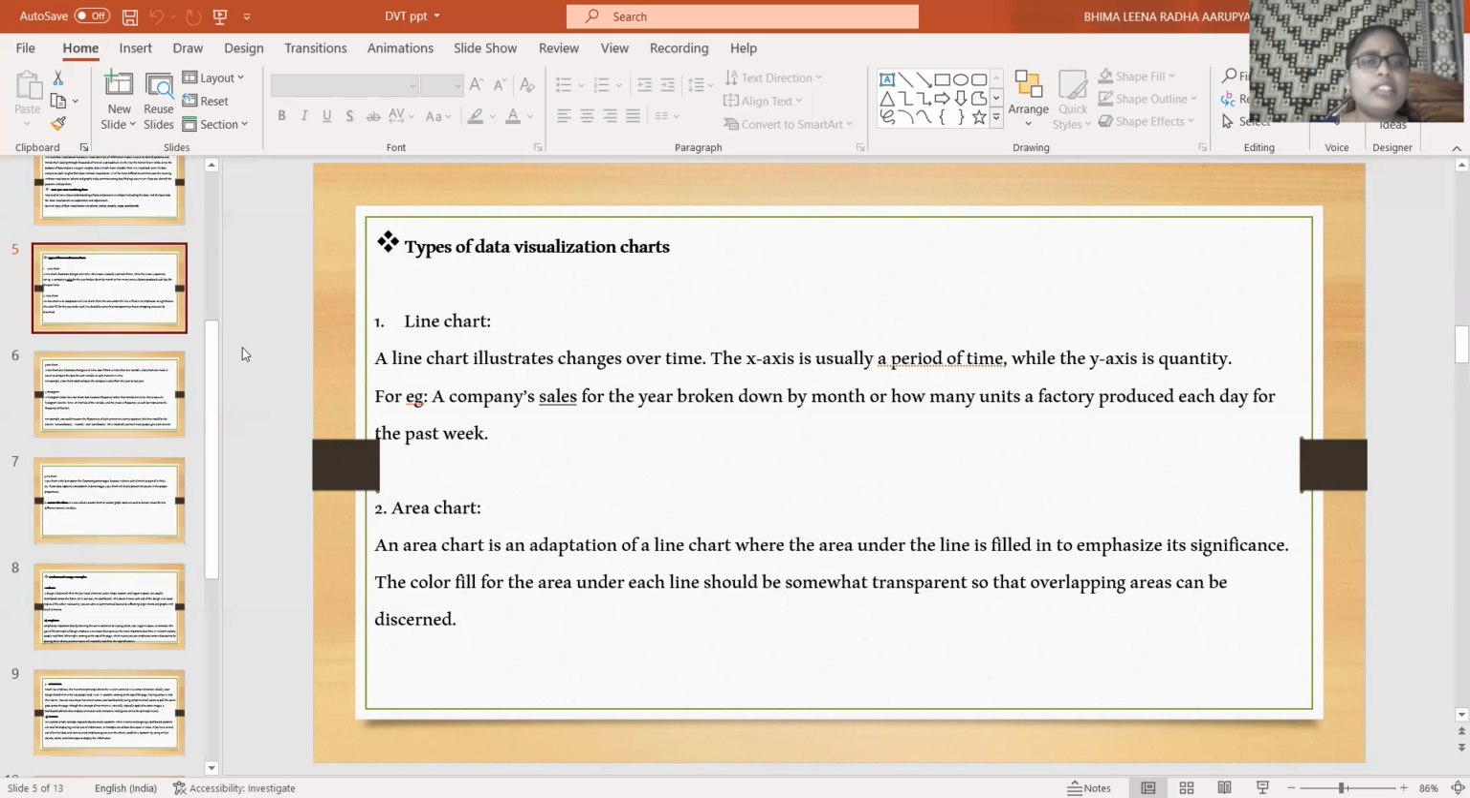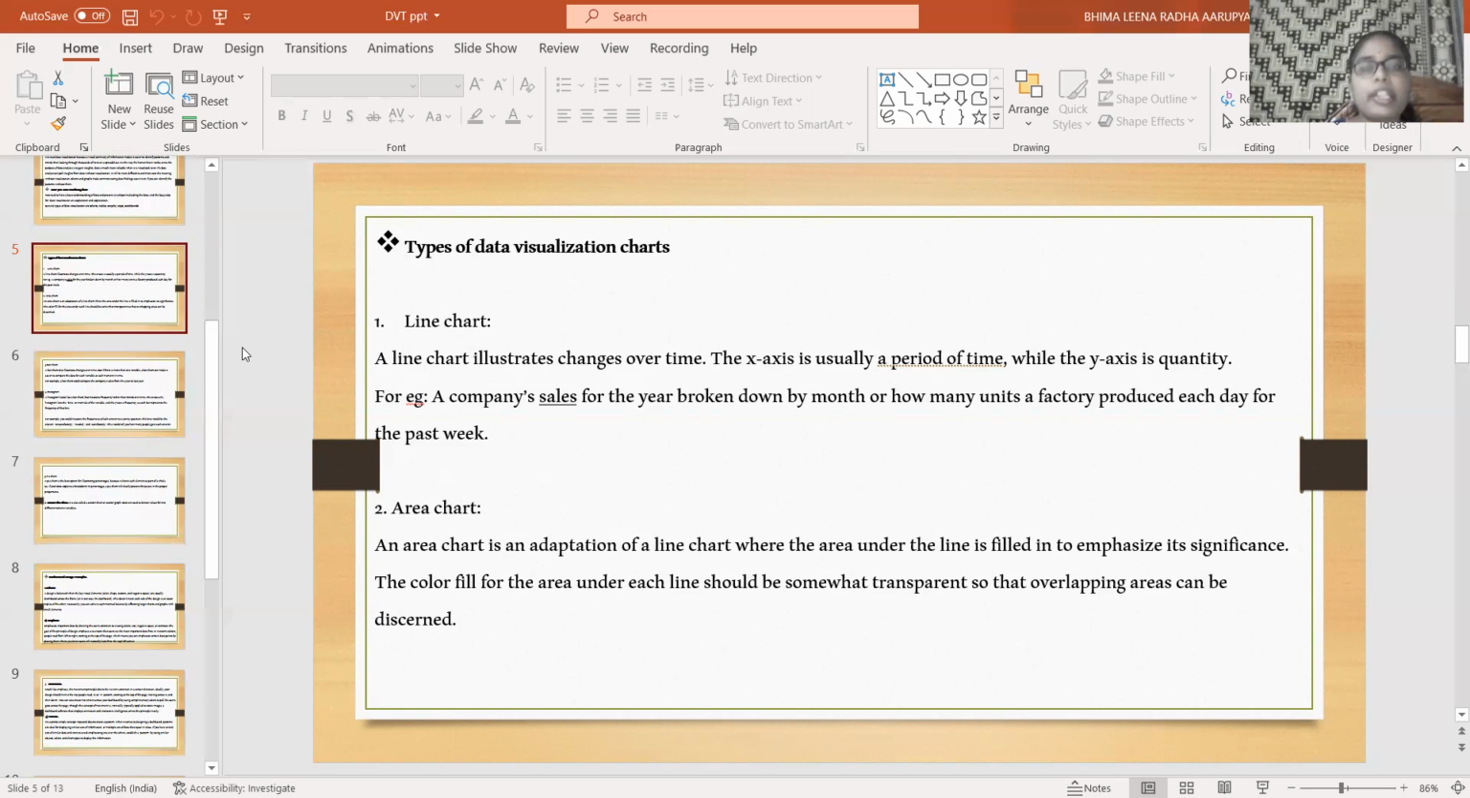Line chart. A line chart illustrates changes over time. The x-axis is usually a period of time, while the y-axis is a quantity. For example, a company's sales for the year broken down by month, or how many units a factory produced each day for the past week. See, a line chart is nothing but we have the x-axis and the y-axis. The x-axis is usually for the period of time, and the y-axis is for a quantity, right?